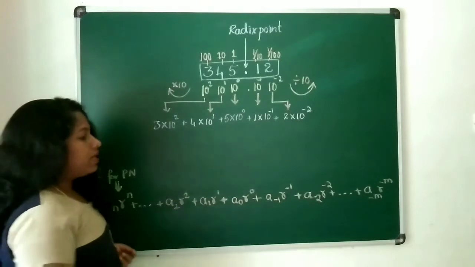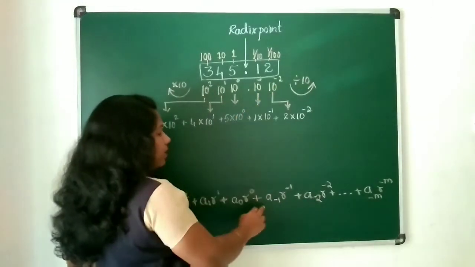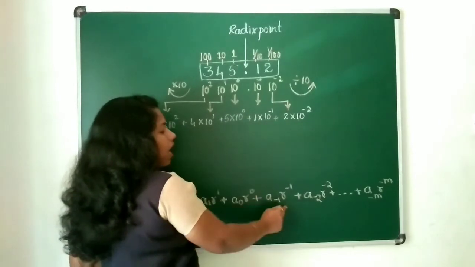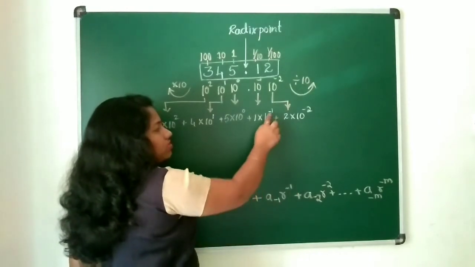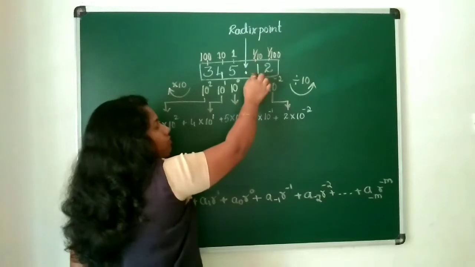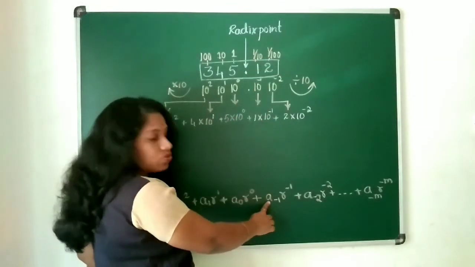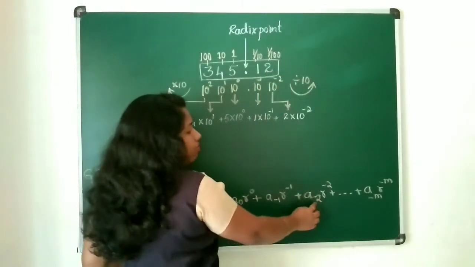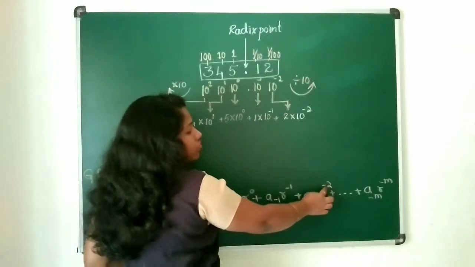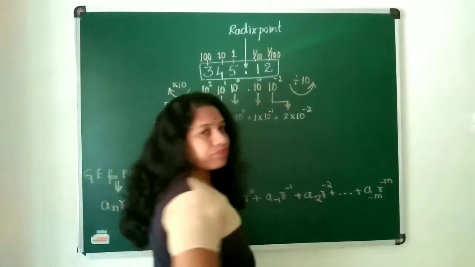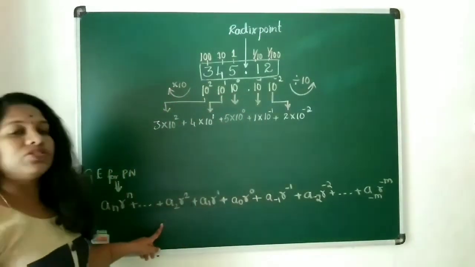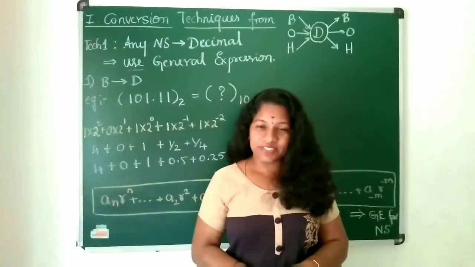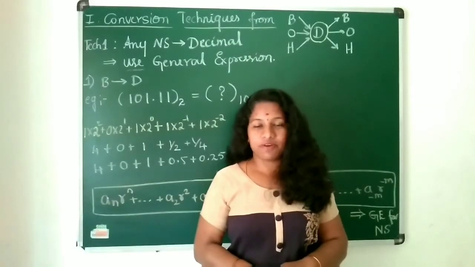When you consider the fractional part, here you will write the radix value as r to the power of minus 1. Since it is written as minus 1, I am writing the coefficient as a minus 1 here, and then the next value is a minus 2 r to the power of minus 2. It goes on till the mth value. So this is the generalized expression for a positional number system. Hope you understood how to represent the general expression for a positional number system.